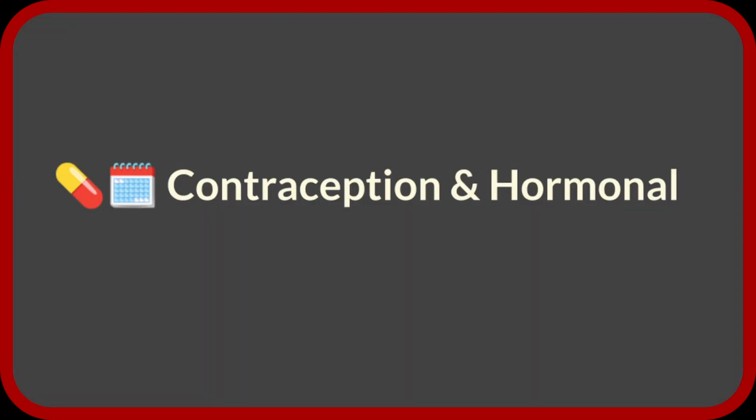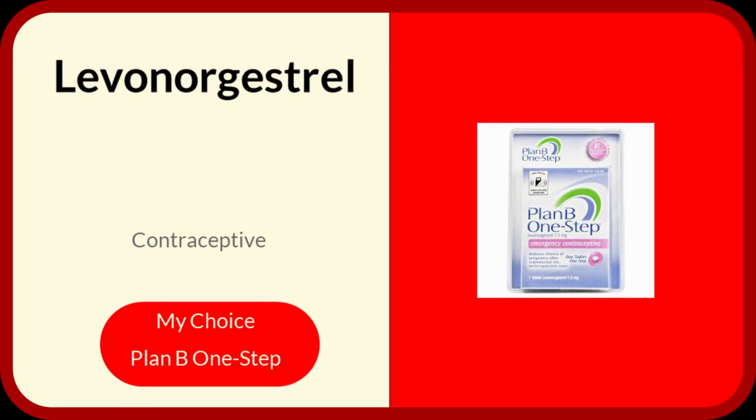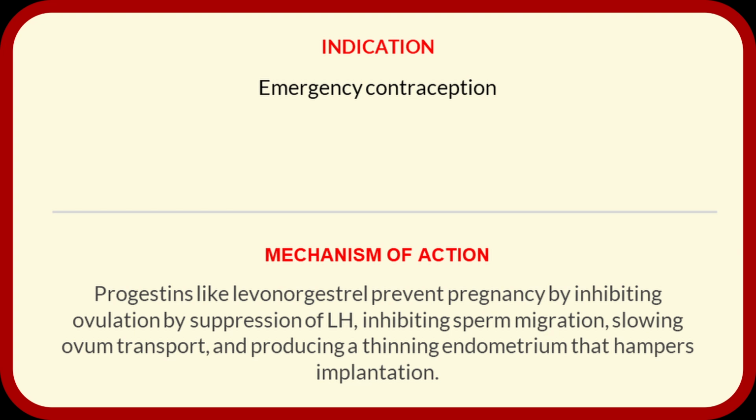Moving into women's health and urinary products, starting with contraception. Levonorgestrel, with brand names like Aftera, My Choice, or Plan B One-Step, is used for emergency contraception. Progestins like levonorgestrel prevent pregnancy by inhibiting ovulation by suppression of LH, inhibiting sperm migration, slowing ovum transport, and producing a thinning endometrium that hampers implantation.